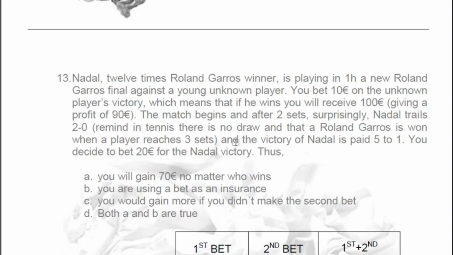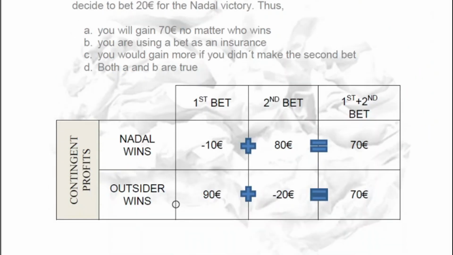So, the victory of Nadal at that point is paid 5-1. You decide to bet 20 euros for the Nadal victory when he trails 2-0. Thus, you will gain 70 euros no matter who wins. You are using a bet as an insurance. You would gain more if you didn't make the second bet. Okay, let's see what happens in each bet and in each scenario, okay?